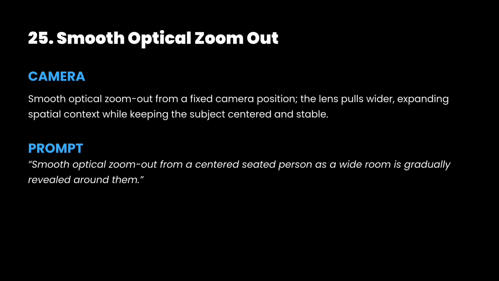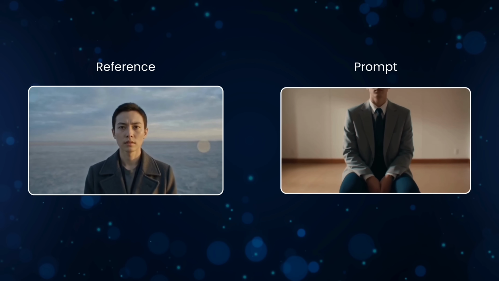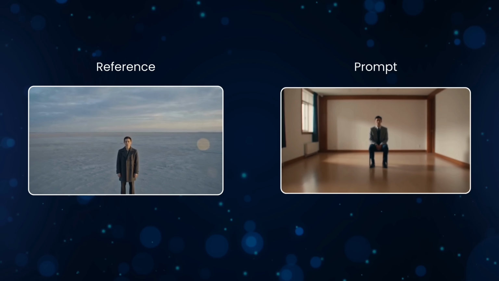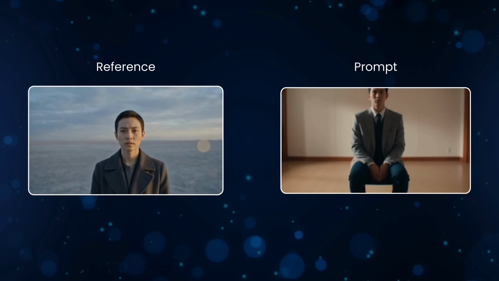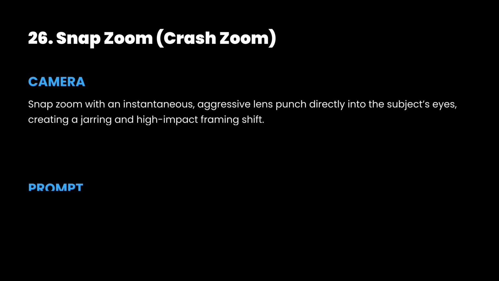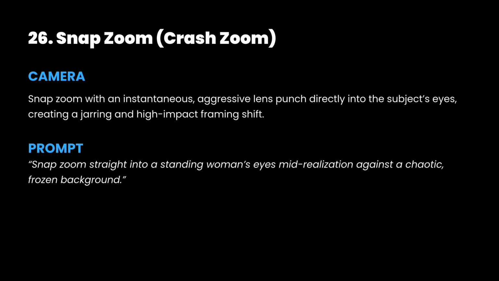Smooth optical zoom out. The camera remains still while the lens widens, allowing the world to unfold around the subject. This angle is effective because it transitions focus from character to environment, adding narrative context without distraction. Number 26. Snap zoom, crash zoom.